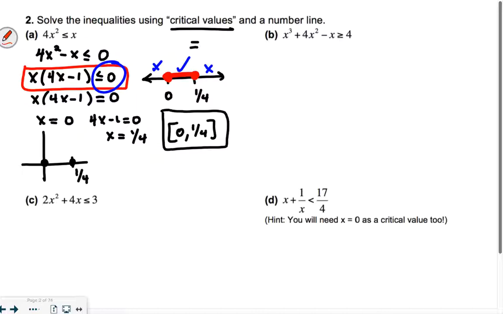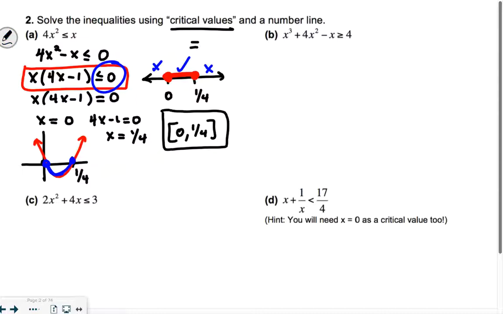So if we have an upwards parabola, it's like that. And what we're asking is, when are our y values less than or equal to 0? So the line y equals 0 is right here. It's the x-axis. So when are we below the x-axis? We're below the x-axis from here to here. So that's why it was from 0 to 1/4. Does that make sense?